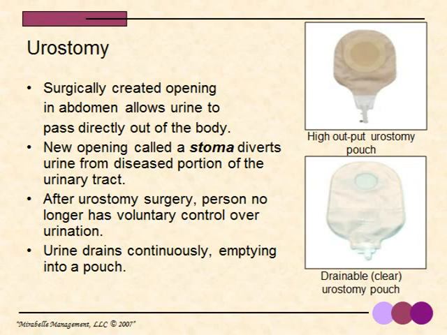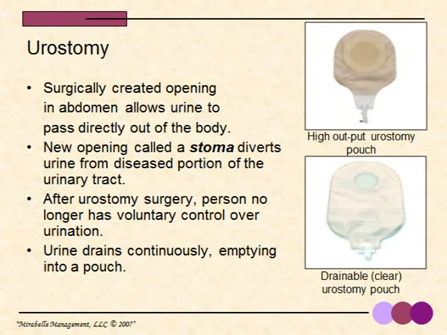A urostomy, or urinary diversion, is a surgically created opening in the abdomen that allows urine to pass directly out of the body. This new opening, with its stoma, diverts urine from a diseased portion of the urinary tract. Because the bladder is removed, part of the small intestine is used to connect the ureters to the abdominal wall.